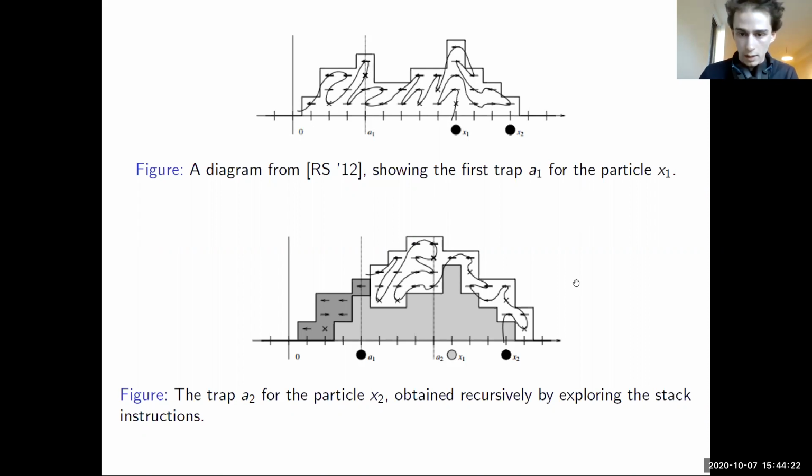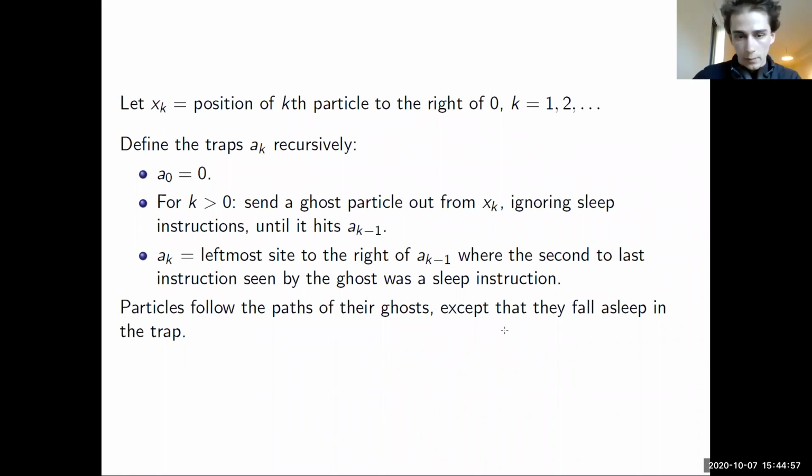And then I repeat. So then I go on to x2, send out a ghost from there, have it explore the stack of instructions as it would, taking into account that some of the instructions have already been explored by the x1 ghost. That ghost stops when it hits a1, and then again it backtracks for the first site to the right of a1 where the second to last sleep instruction there was asleep. Okay, and I just repeat this. So this sums up what I just said. This recursive procedure where I find my traps ak.